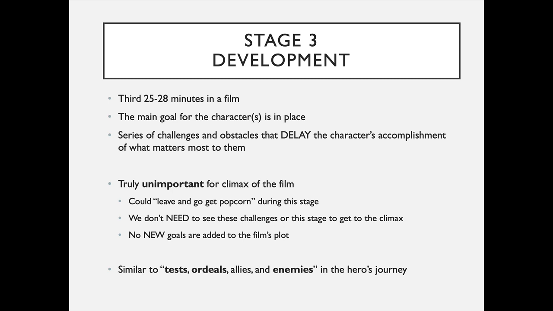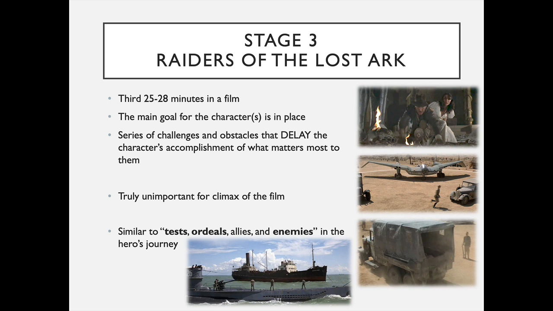It sounds a little strange, but this stage is pretty unimportant for the climax of the movie. We know what our characters are trying to do, and stage 3 just presents more obstacles for the characters. We don't really need to see these obstacles or challenges in order to get to the climax, and nothing new in terms of goals is added at this point. This is very similar to the tests, ordeals, allies, and enemy stage of the hero's journey. It's just churn. It's just more stuff thrown in the character's way in order to reach or not reach that climax. So it might be easier to apply that to Raiders to see what we're talking about.